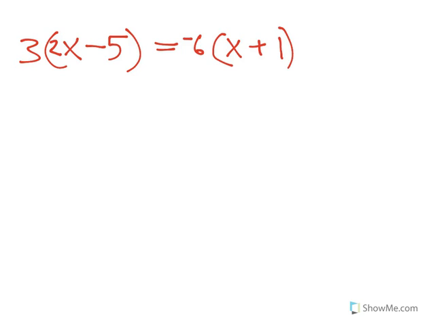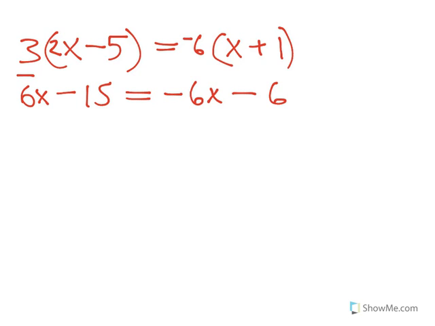Okay, so I'm going to do one more problem. This is going to combine a lot of elements. Here I've got two sides of the equation. Both of them have x's on them, and both of them we're going to have to use the distributive property. So over here, 3 times 2x is going to be 6x. 3 times subtracting 5 is going to be subtracting 15. That's going to be equal to -6 times x, which is -6x, and -6 times 1 is the same as -6, or plus -1, it's the same thing.